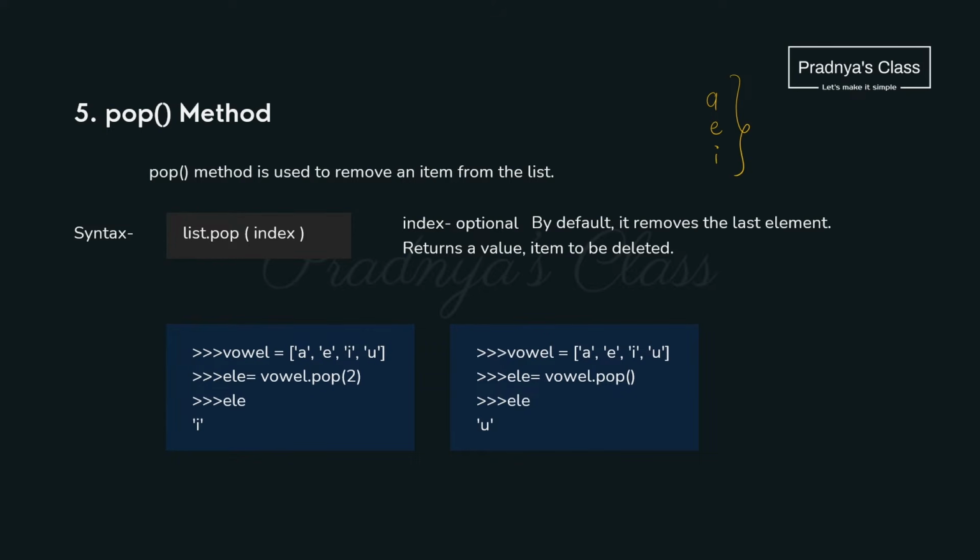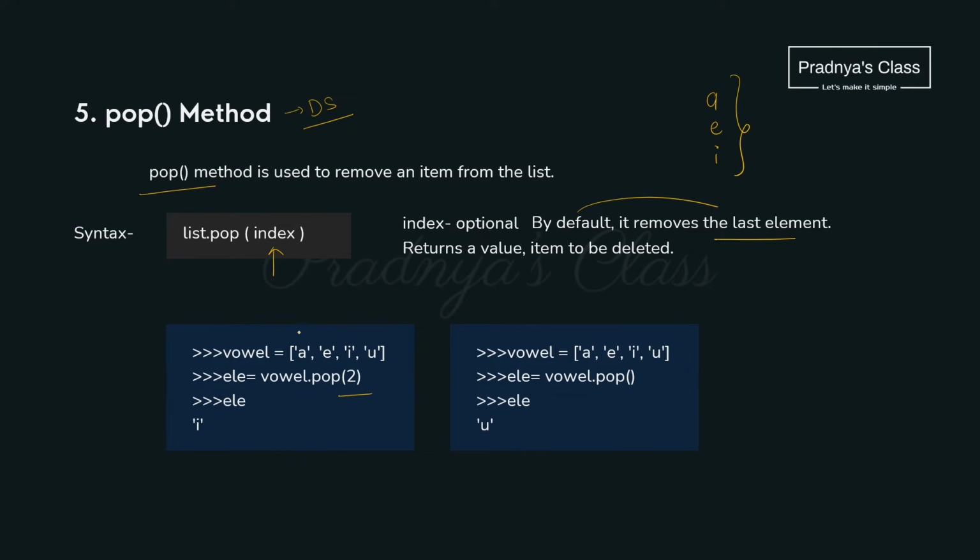Now let's check out how to delete. For that, we can use the pop method. This also you need to keep in mind because we will be using it in the data structure stack. By default, it removes the last item, but if you provide the index, the specified element will get deleted.